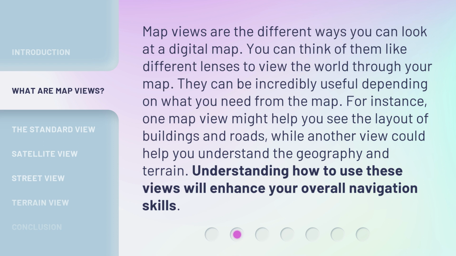Map views are the different ways you can look at a digital map. You can think of them like different lenses to view the world through your map. They can be incredibly useful depending on what you need from the map. For instance, one map view might help you see the layout of buildings and roads, while another view could help you understand the geography and terrain. Understanding how to use these views will enhance your overall navigation skills.